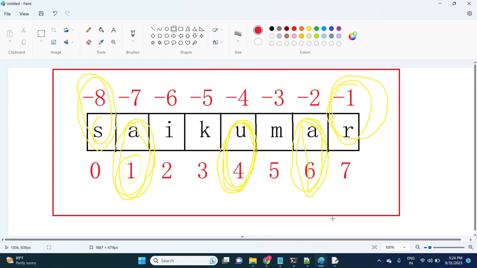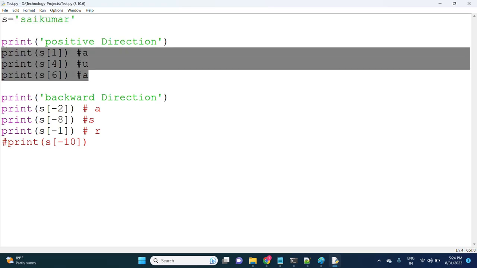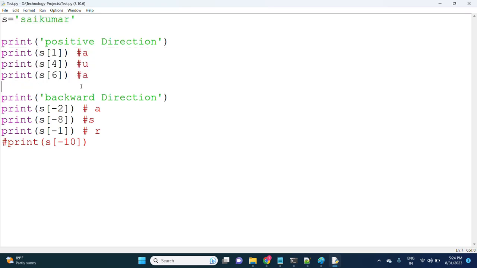Now coming to the next one. Suppose here I'm accessing within the range. Before, here what I'm doing is crossing the limit. Here I'm crossing the limit first. First time, with the positive direction, I'm asking s of 10.